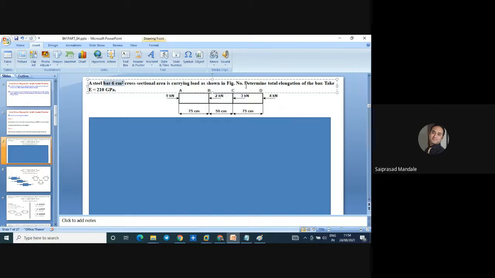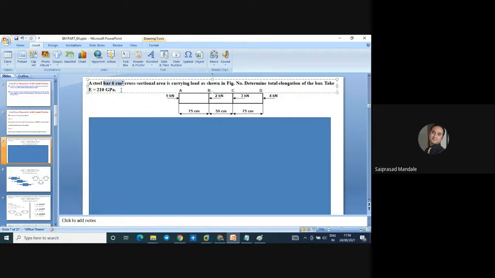Now, determine the total elongation of the bar. Take E equals 210 GPa. So E for this structural member is given to us, that is 210 GPa, which is nothing but how much in MPa or Newton per mm square? 210 GPa means how much MPa? 210 into 10 raised to 3. Perfectly correct. 210 GPa means 210 into 10 raised to 3 MPa.